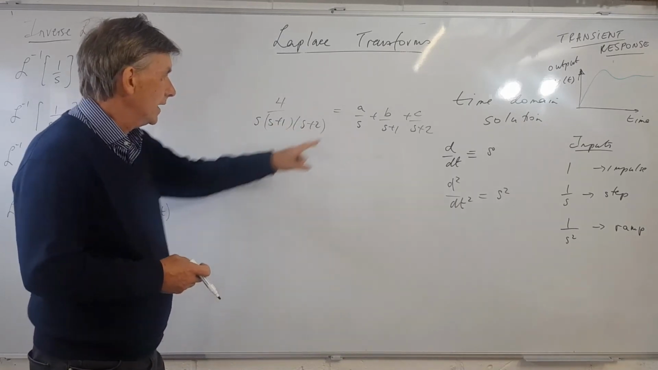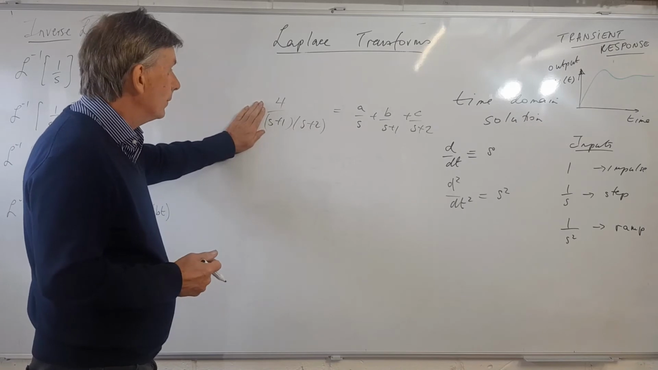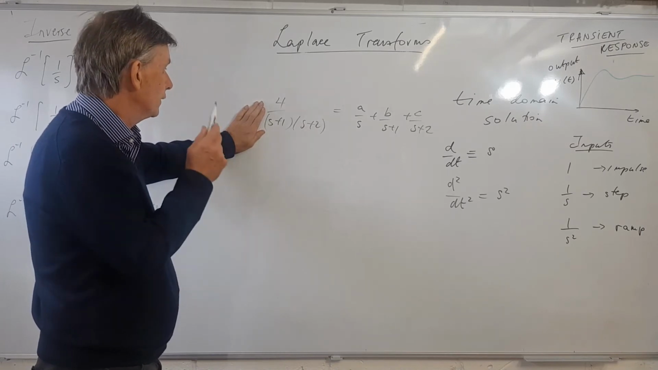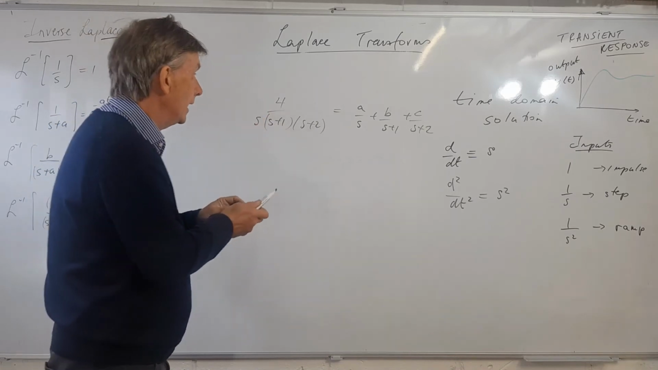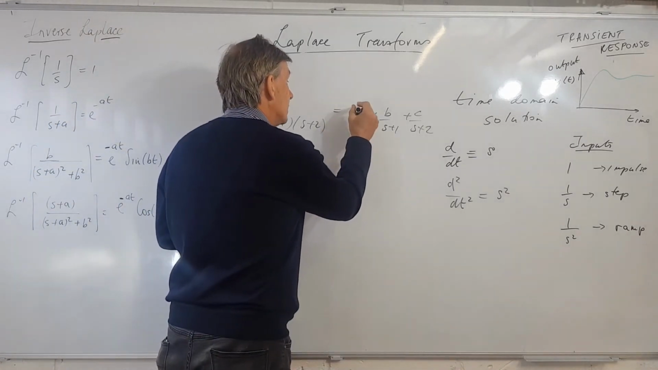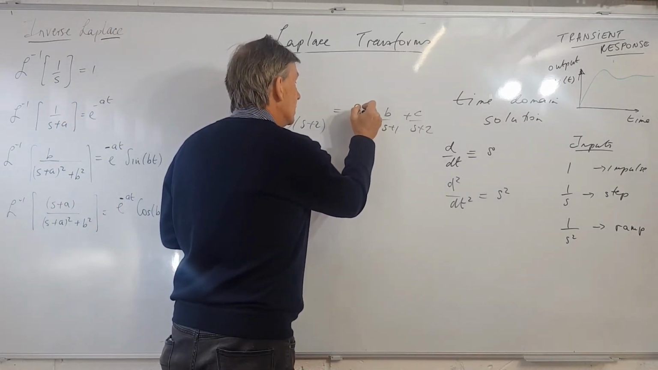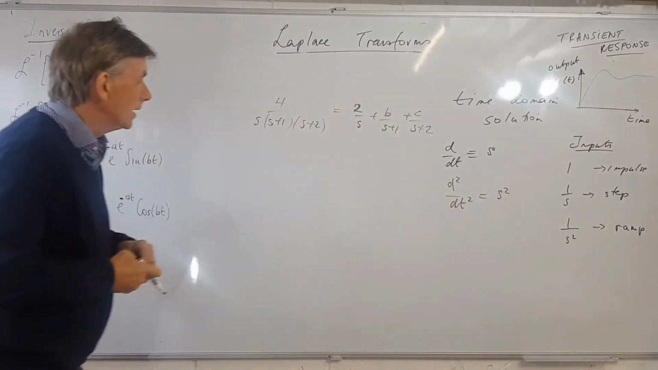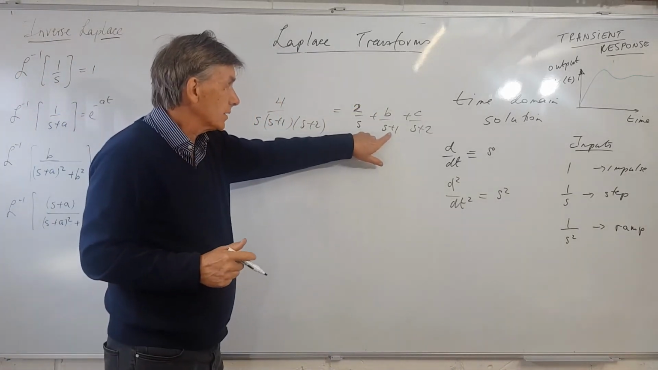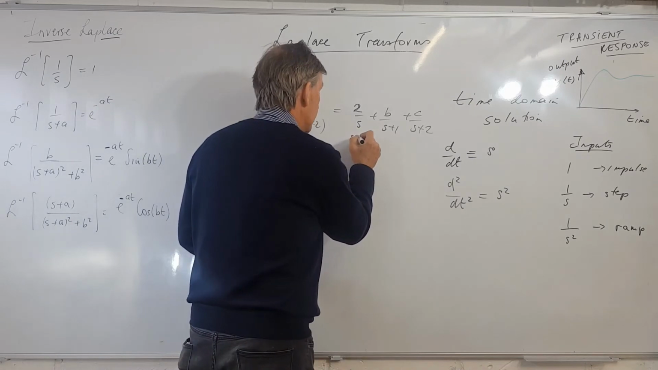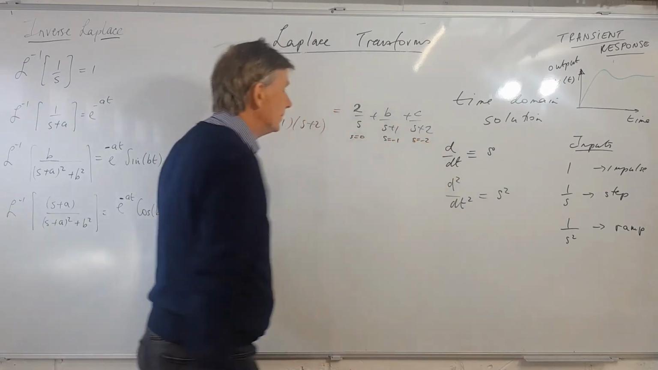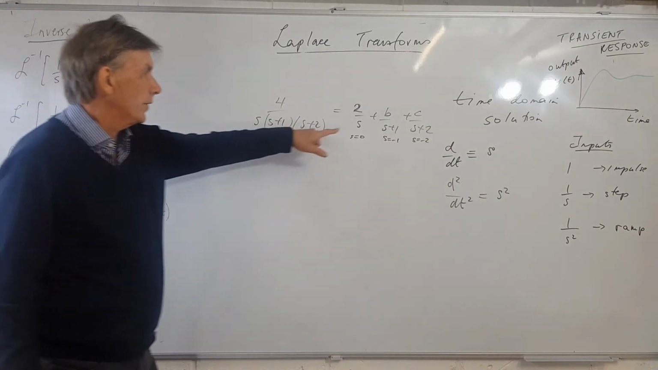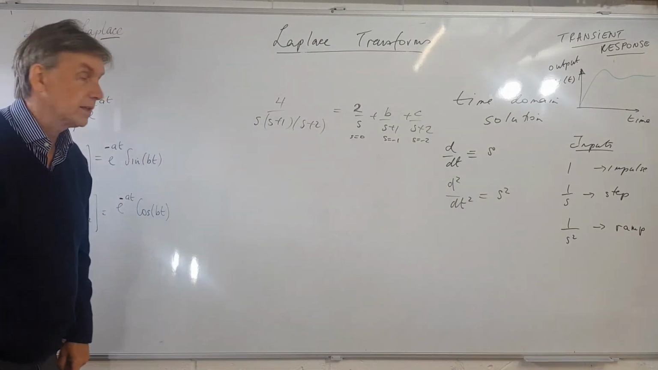So to get the a, we cover up this one and we put s as 0. So 4 over 2 is 2. So a comes out as 2. That's handy. Next one is this one. So this is equivalent to putting s equals 0. This is s is minus 1. This is s is minus 2, into this function, covering up the appropriate one. We're using this cover up rule.